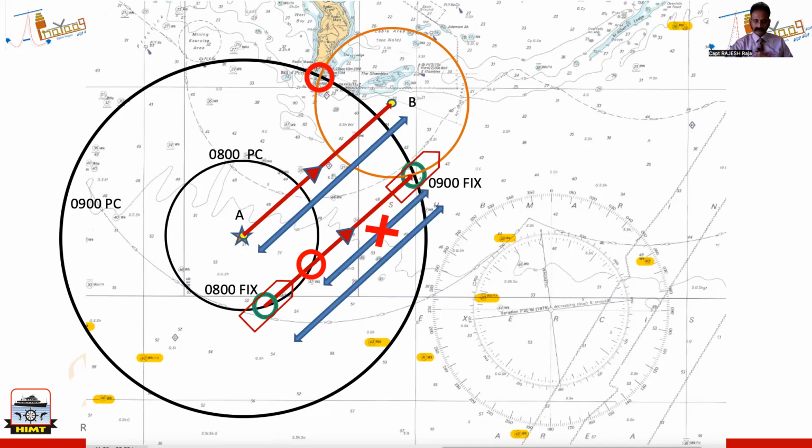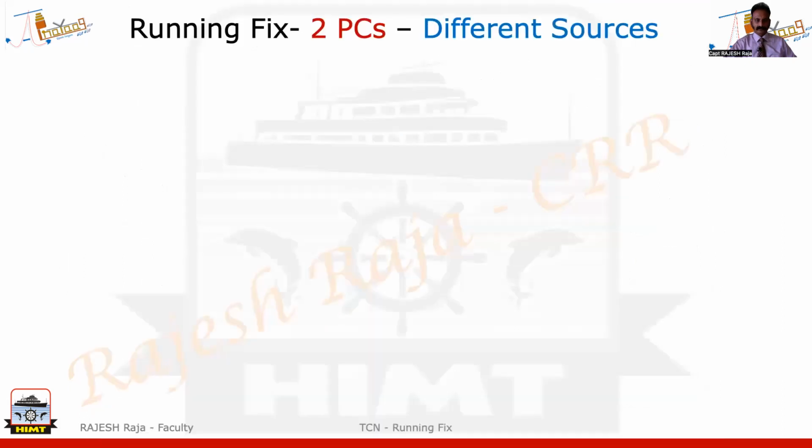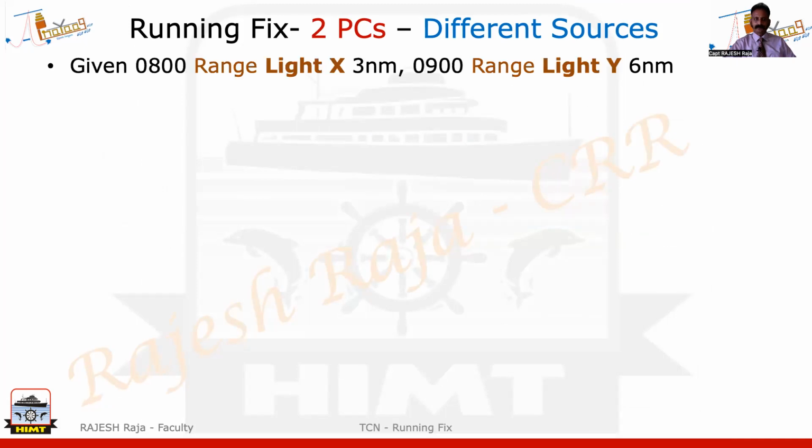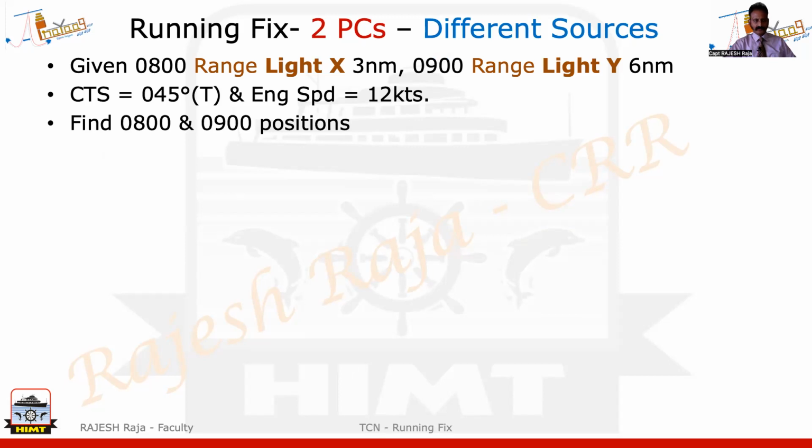I'll be using a couple of more examples with different data, so trying to get different ambiguities. So let us see what we can see further. Now I'm going to use two different lighthouses. If you remember in position lines, I had used two different lighthouses there also. So here also I'm going to use two different lighthouses. Let us say 8 o'clock, X-ray was measuring 3 nautical miles, and 9 o'clock Yankee was 6 nautical miles. Same course, same speed, same job of finding the two positions.